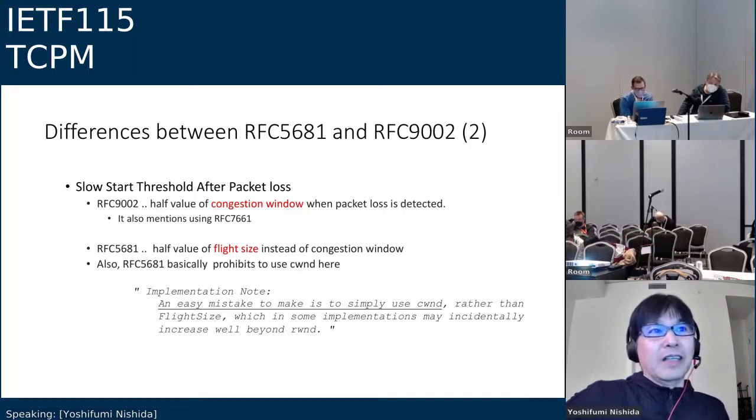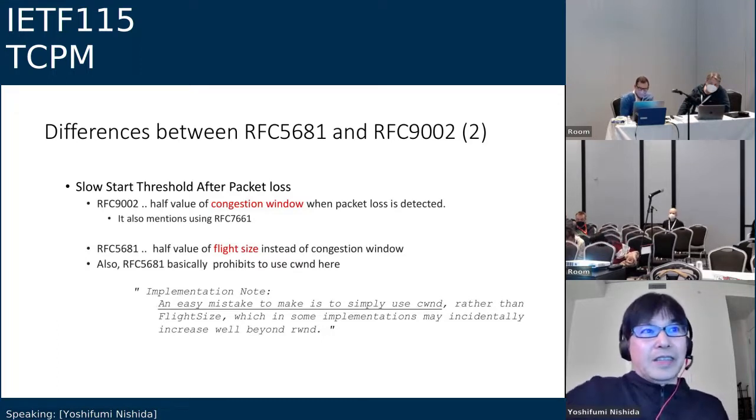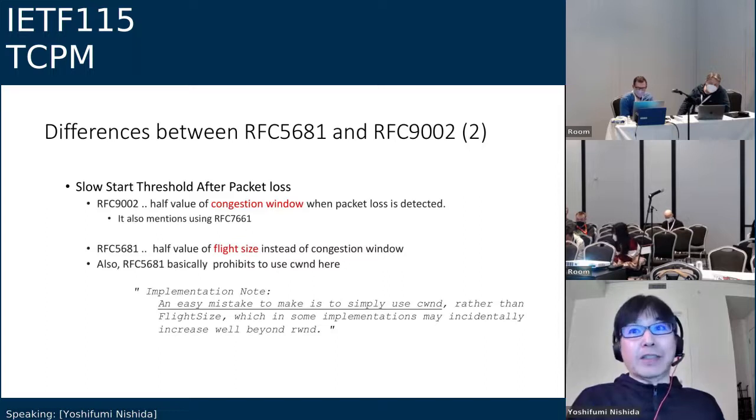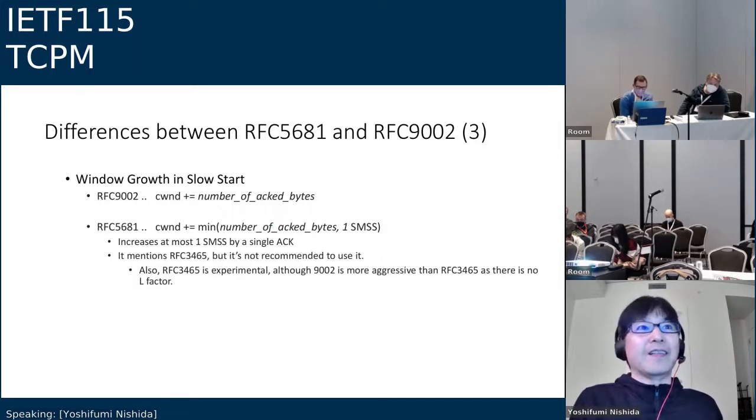And then also, RFC 5681 basically prohibits using the congestion window here, because it says an easy mistake to make is to simply use the congestion window rather than flight size. So to some extent, these two documents seem to contradict each other. Please move on to the next slide.